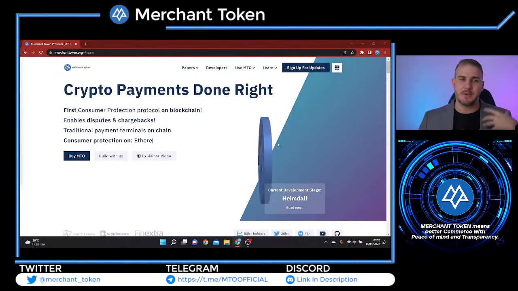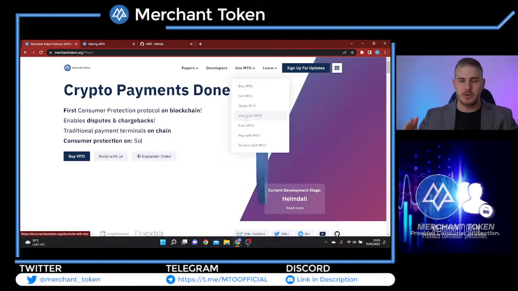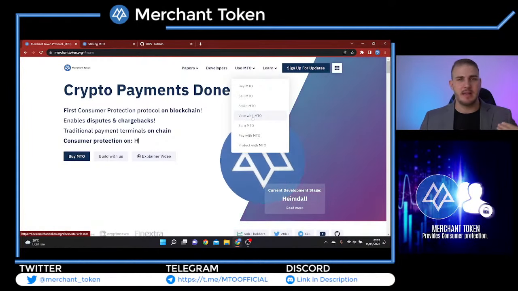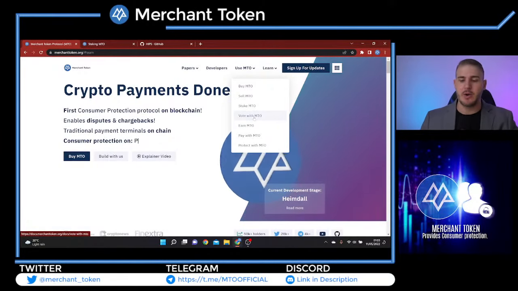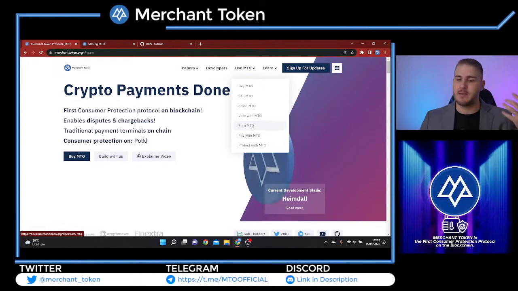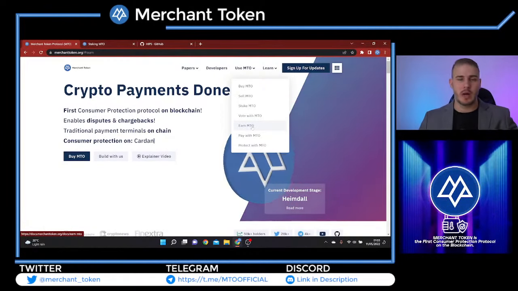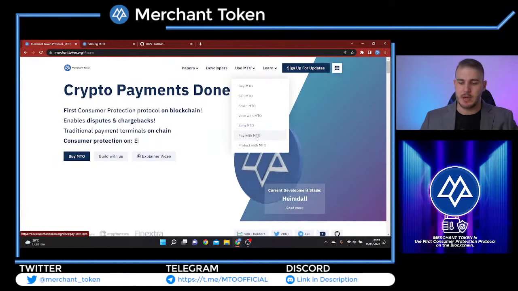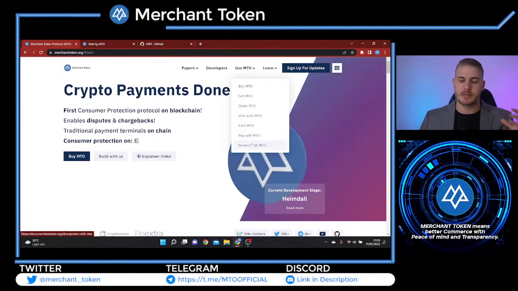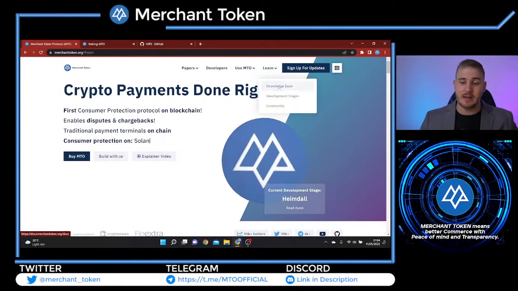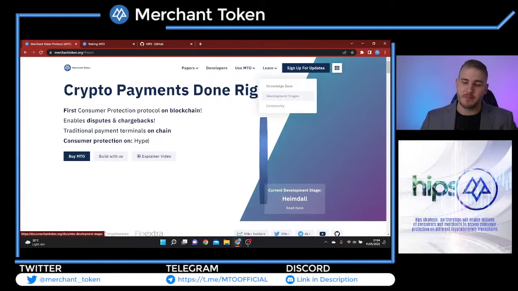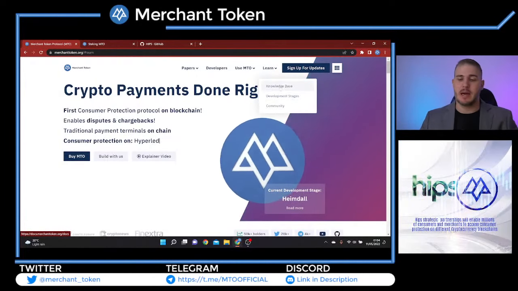The other thing you have here is vote with MTO. We are referring here to when MTO launches, but that gives an idea of where we are headed, that MTO will eventually be a DAO. Earn with MTO, again, information on how you can earn with MTO once the project is fully launched. Pay with MTO and protect with MTO, which again are the core basis of MTO as well. Learn, you have a lot of knowledge here that we have put, and we will keep adding continuously.